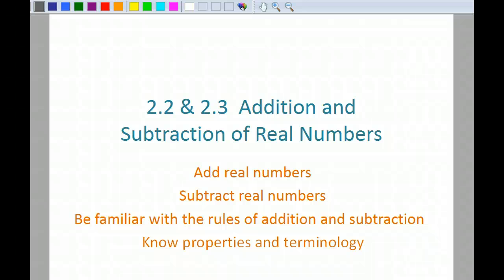Now this lesson is a combination of sections 2.2 and 2.3, and we're going to be working with the addition and subtraction of real numbers. When we finish, I expect you to be able to add real numbers and subtract real numbers. I also want you to be familiar with the rules of addition and subtraction, and you also need to know the properties and the terminology. So let's get started.